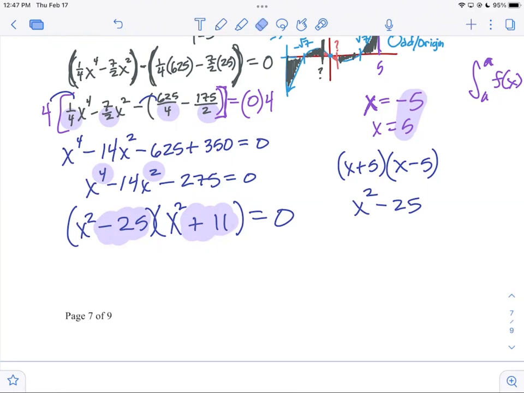Now that we got it factored, now we can set each factor equal to 0. Either x squared minus 25 equals 0, which we know x equals plus or minus 5, or x squared plus 11 equals 0.